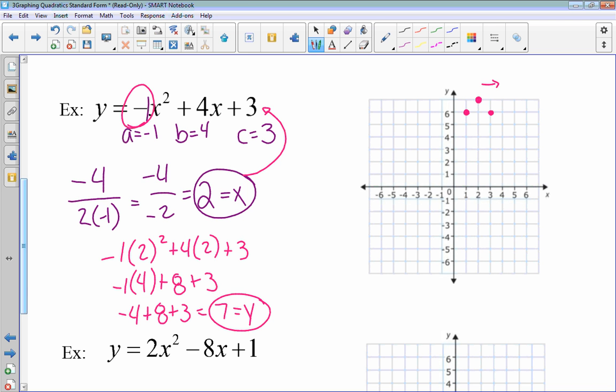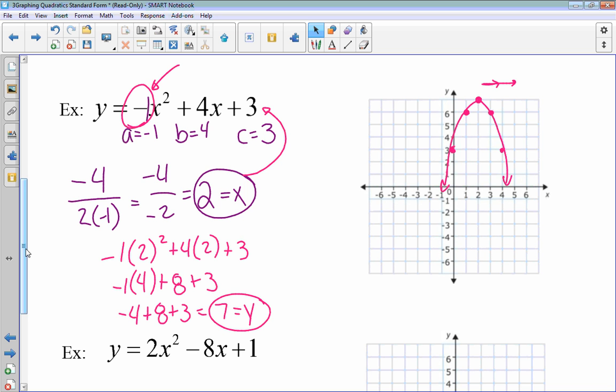Let's repeat. We go back to our vertex. This time we're going to go out 2. 2 squared is 4. 4 times our a value of negative 1 is negative 4. So I'm going to go out 2, down 1, 2, 3, 4. And there is my perfect U.